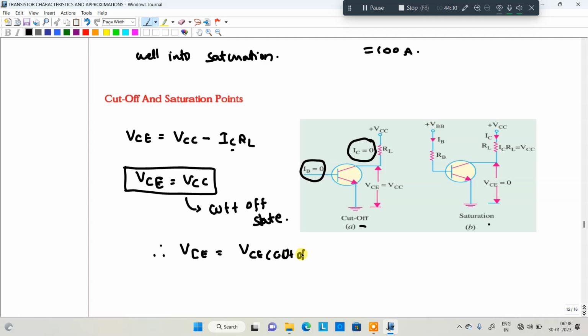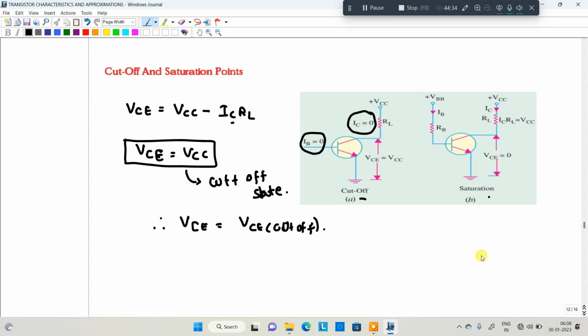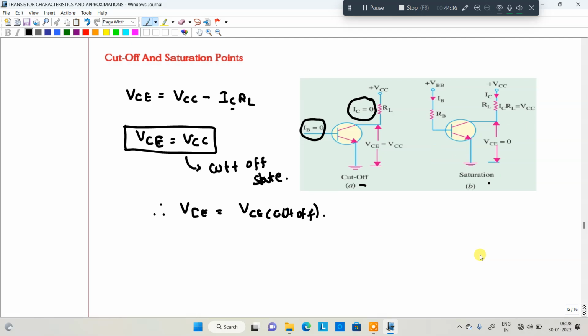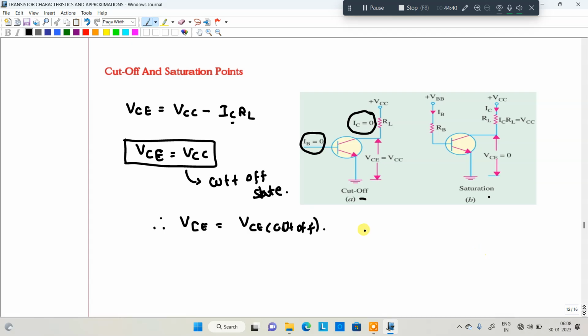Okay, cutoff state. We can also mention that. Next, second case: in case VC is equal to 0, IC is equal to 0, that is a cutoff state.